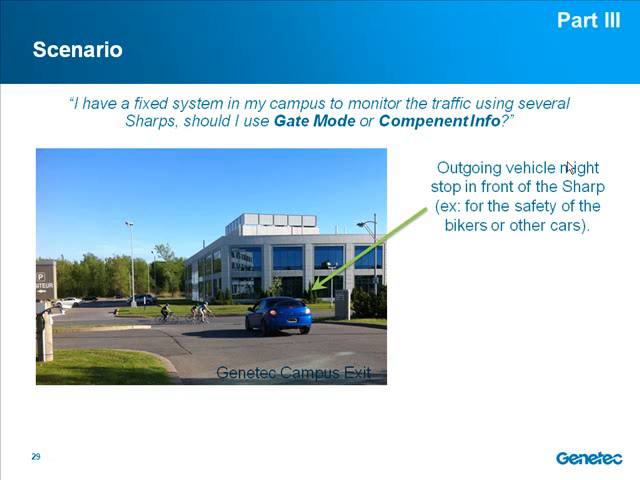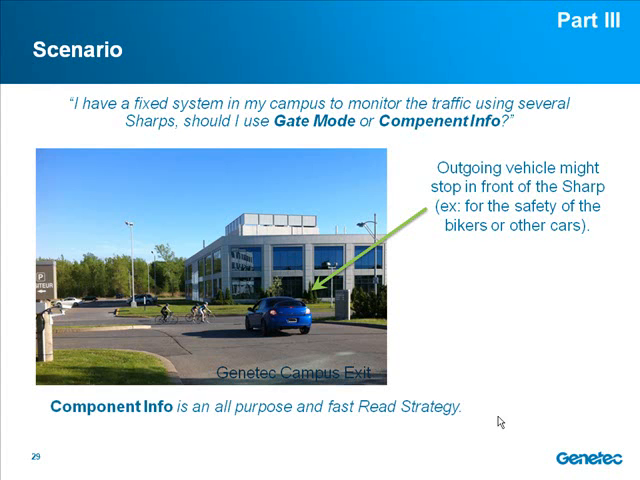If we use the component info in this case, we'll get a lot of reads of the same vehicle as it is stopped for the bikers. So to correct this, we would switch it to gate mode, which would reduce the number of duplicate reads on the same plate. In the situation where we have a fixed camera set up on a highway, we would definitely want to use component info in order to read as many plates as possible.